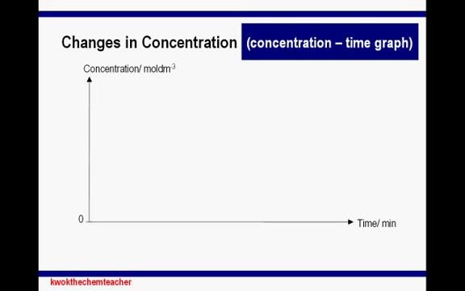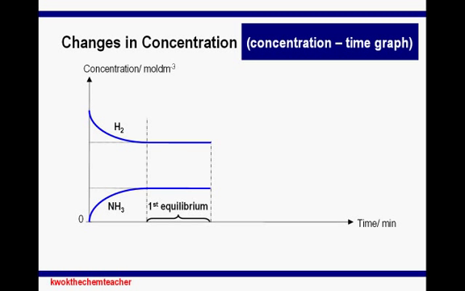If we use a concentration-time graph, we are able to track changes in concentration and see how it affects the equilibrium. Initially, hydrogen actually decreases until it reaches constant. The concentration of ammonia increases until it reaches constant. At this portion, this is where we've reached and obtained our first equilibrium.